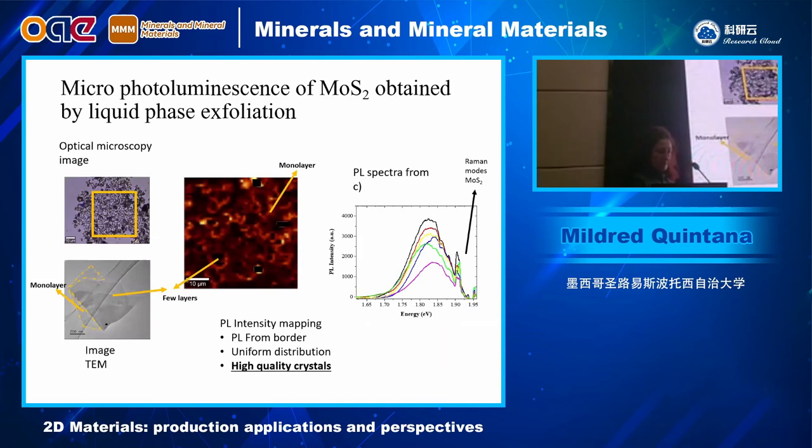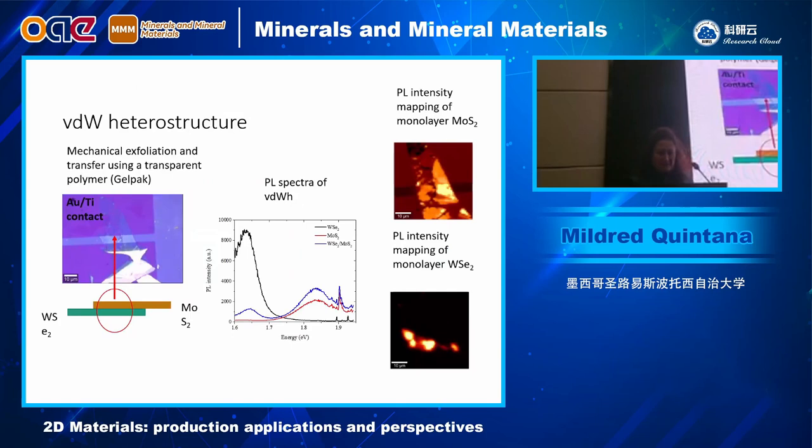And here, if you see, this is a TEM of the material. The monolayers are just on the borders, and this happens in every type of exfoliation. And if you look at the fluorescence, you can see that the fluorescence is just on the borders of the sheets, because that's where we really have a monolayer material. But we can produce a lot of material, and we have many monolayers in this.